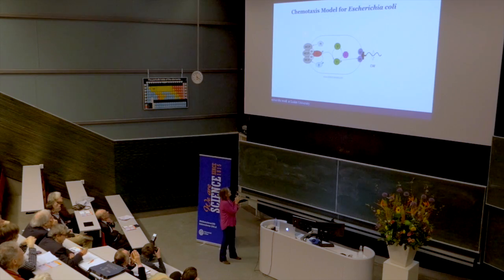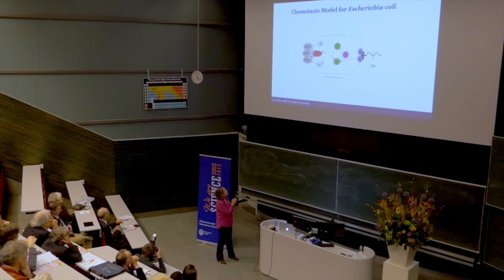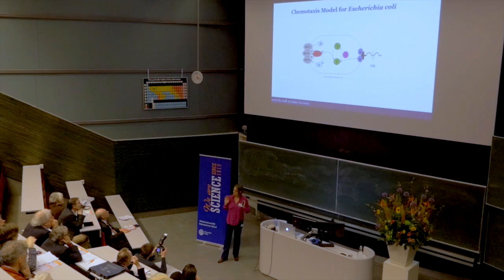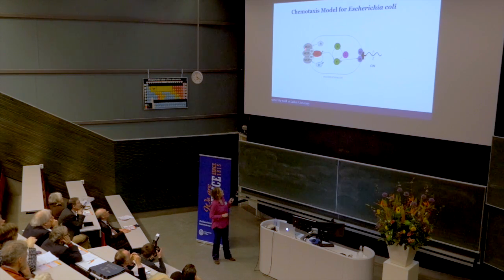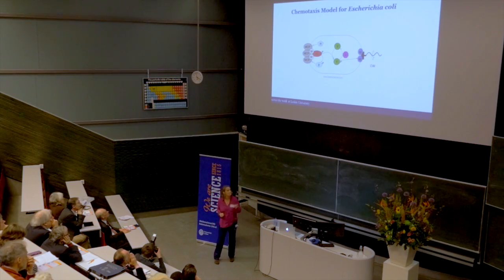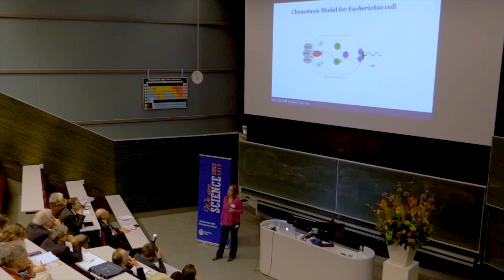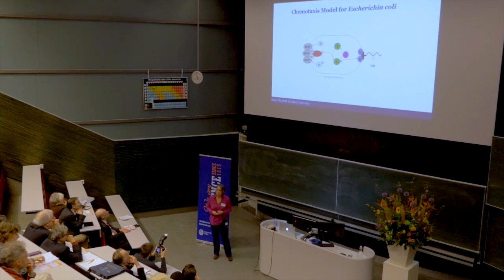So now, for the rest of the talk, I will talk a little bit about this machine. So we have chemoreceptors, called here MCPs, inserted in the membrane, and there are thousands, up to hundreds of thousands of these receptors clustered at the cell pole. Then there is CheW, a linking protein that helps link this array together. And then there is an enzyme, CheA, that transfers the phosphoryl group to the shuttling protein in the presence or absence of the stimuli.